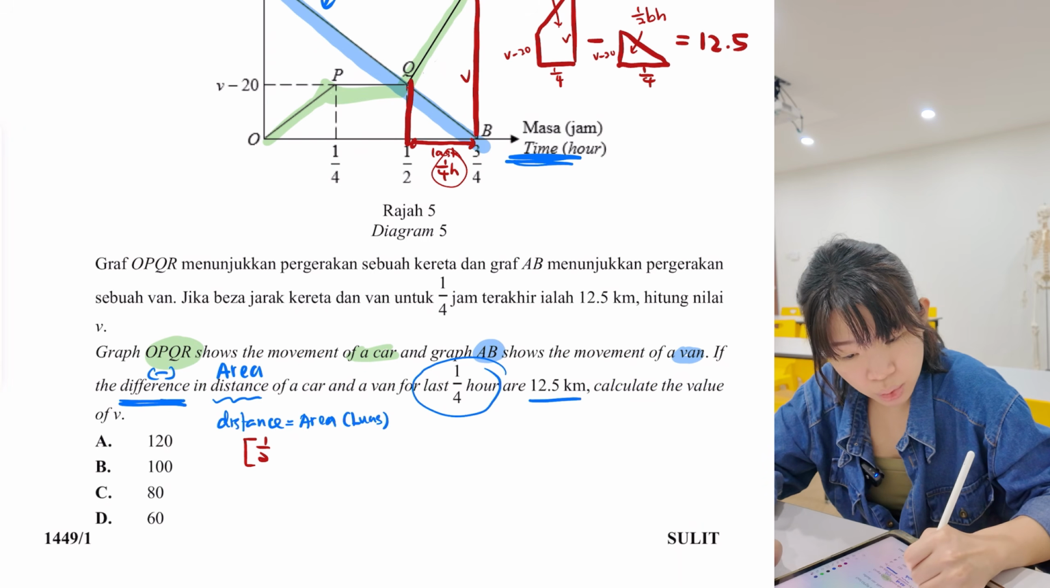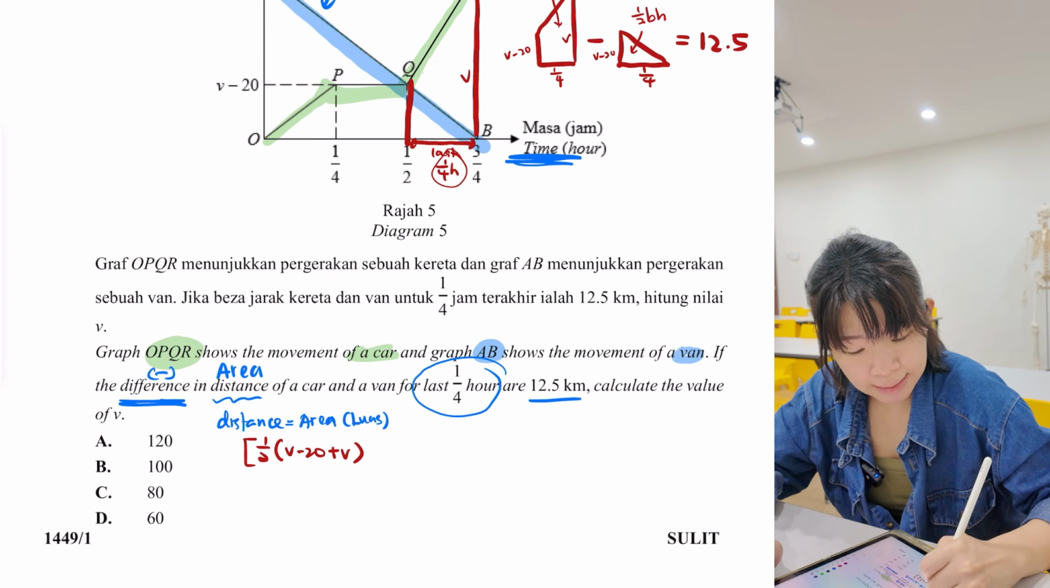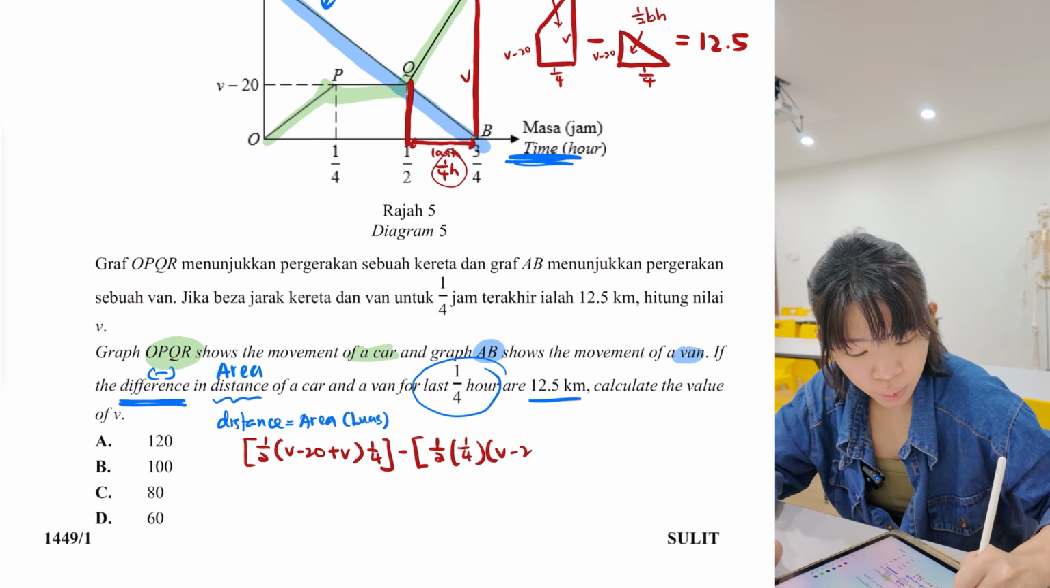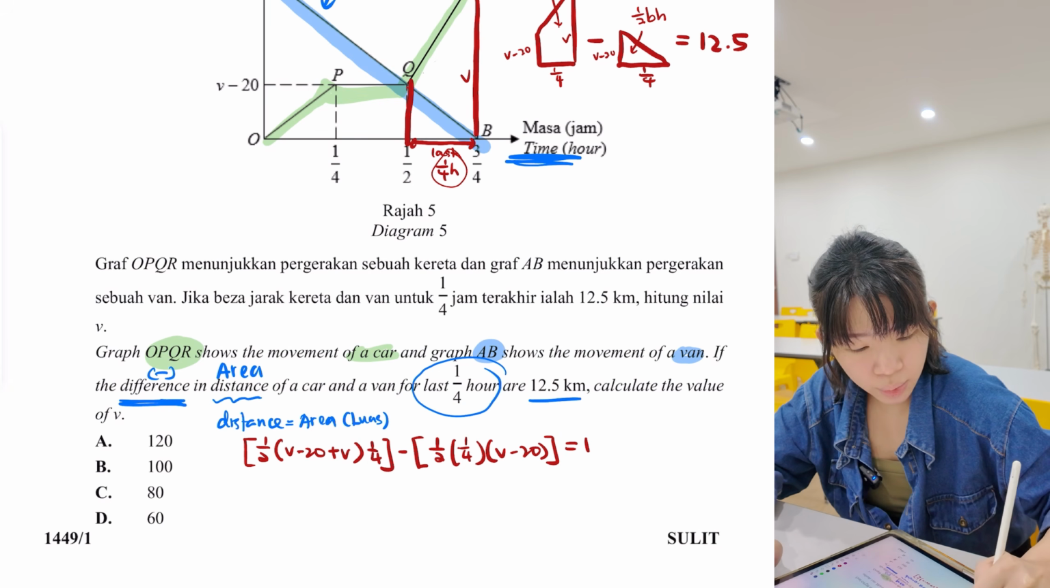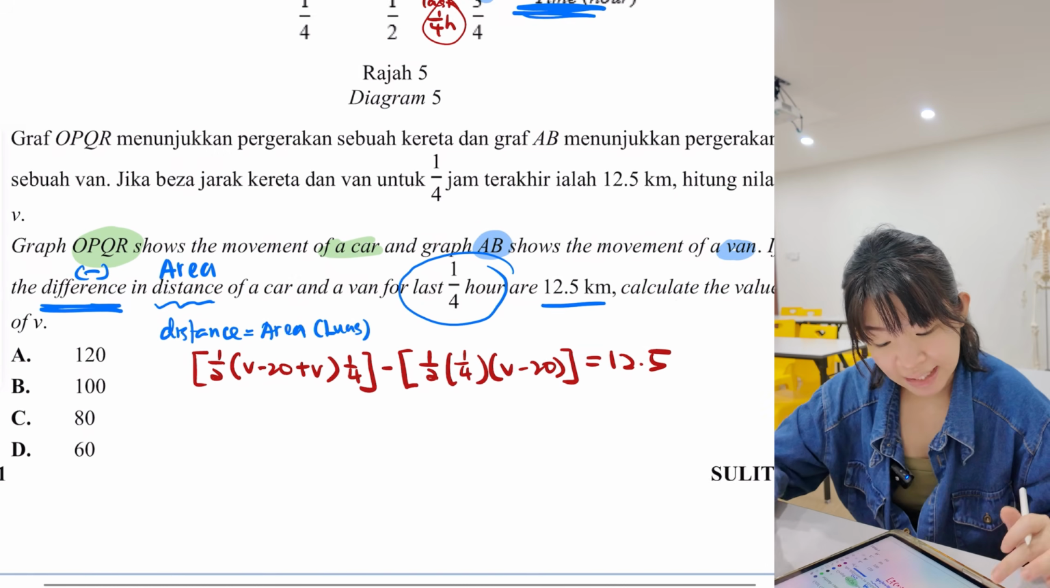Okay, 1/2. A is V minus 20. B is V. A plus B. Height is 1/4. Minus triangle 1/2. Okay, the base is 1/4. The height is V minus 20. Equals to 12.5. Alright, so now slowly find V.